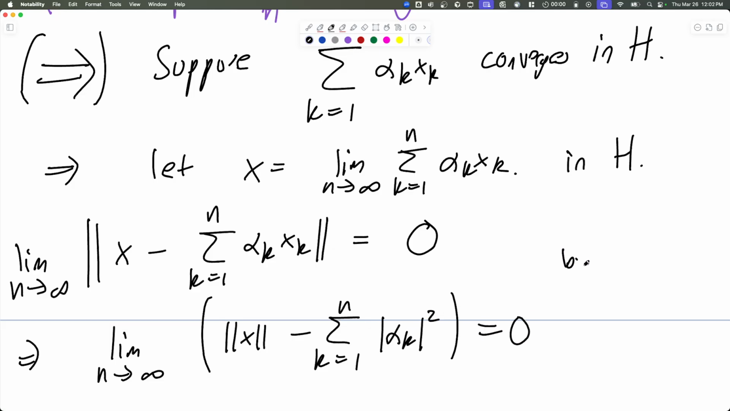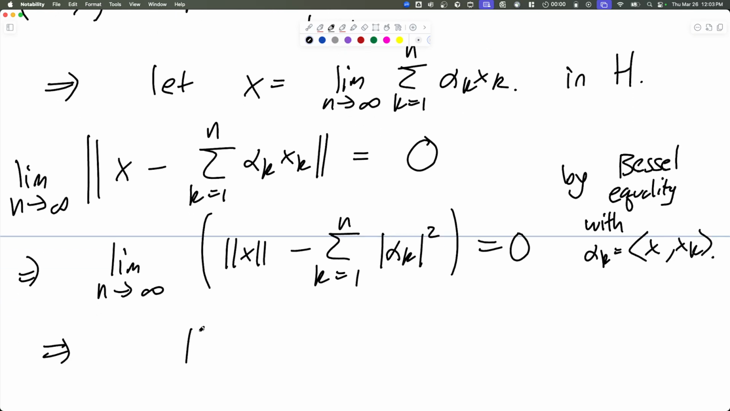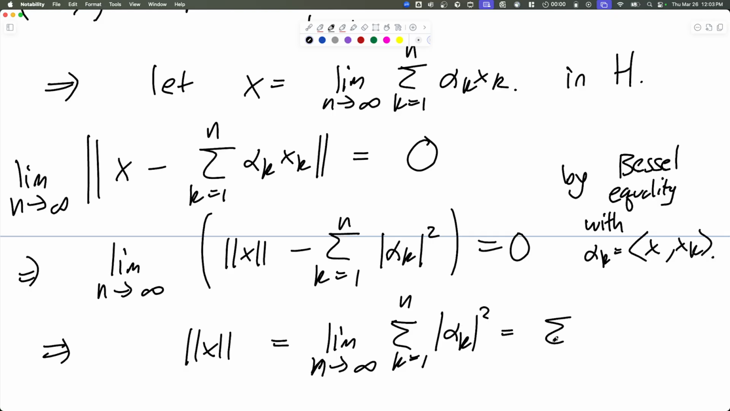This is by Bessel equality, if you want. I guess you could do it directly by Pythagoras. Maybe that's just Pythagoras again. However you want to do it, by Bessel's equality with alpha k the inner product of x with xk, this is saying that the norm of x equals, just by rearranging the limit, the limit of the sum from k equals 1 to n of alpha k, which is the infinite sum.